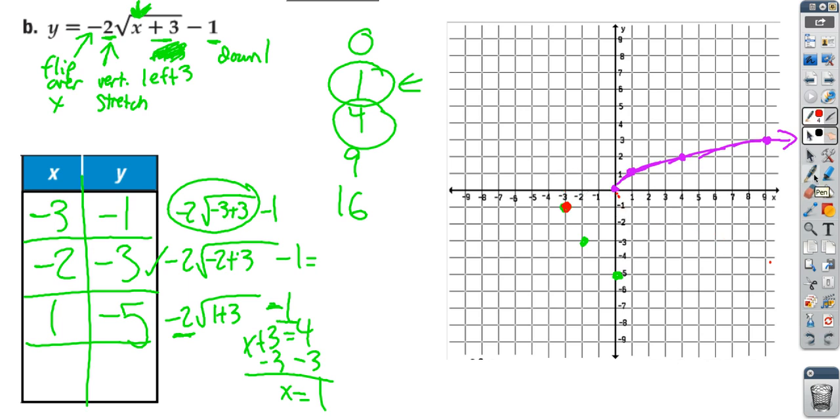And then you're vertically stretching it. So this is going to kind of look stretched out. It looks like that. You can see the red looks like the purple. It's been flipped over the x-axis, and it's been stretched out by a factor of 2. So that seems to agree with what we have.